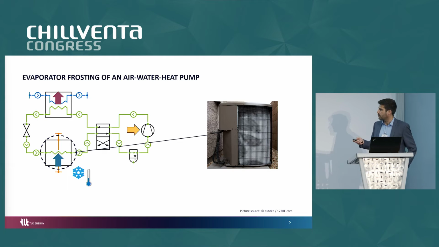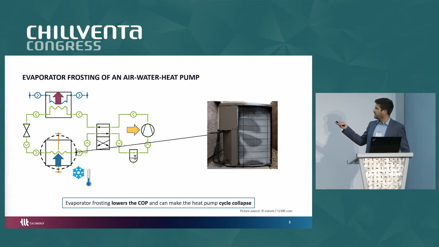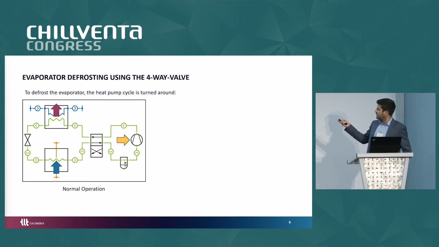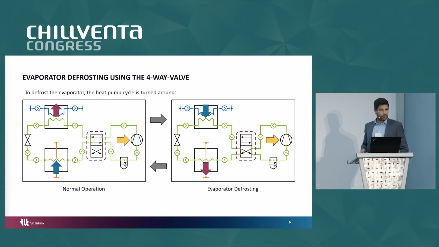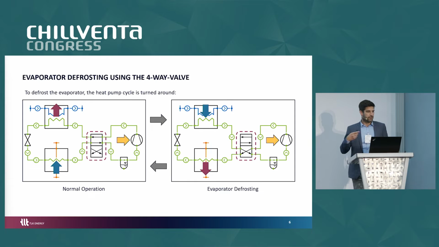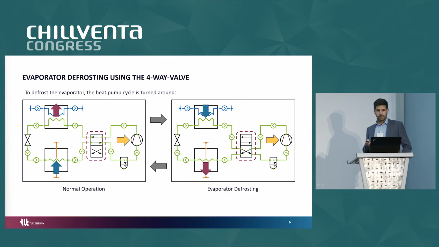For doing this, there's one possibility that I show here. You can just reverse the cycle. So instead of going with the hot gas through your condenser, you can switch the cycle and then go directly with the hot gas through your evaporator and heat it up and defrost your evaporator.